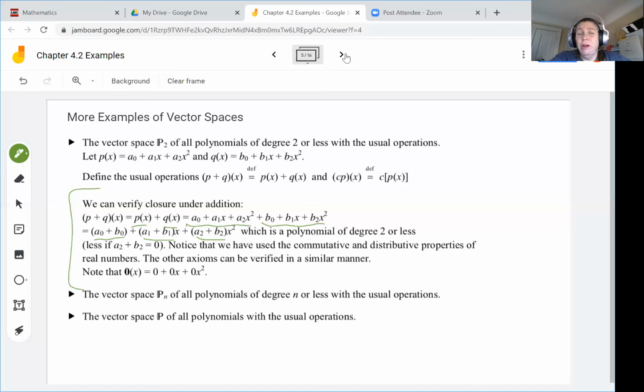That's why we are closed only under addition of the polynomials and scalar multiplication. But if you were to multiply the vectors, you would leave the vector space. So in general, the vector space Pn of all polynomials of degree n or less with the usual operations is a vector space. And then, as n grows, we get the vector space P of all polynomials with the usual operations.